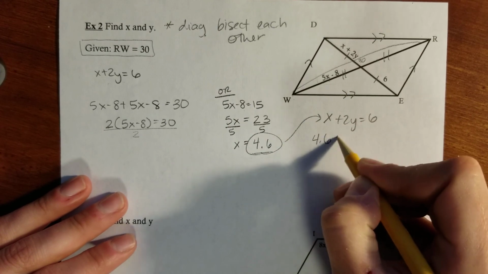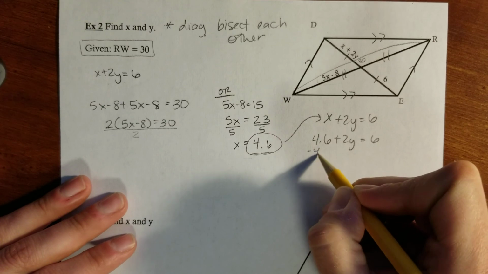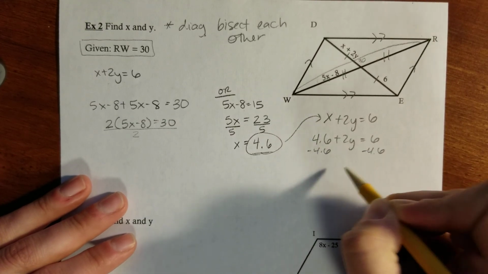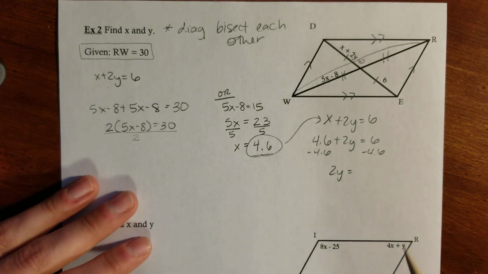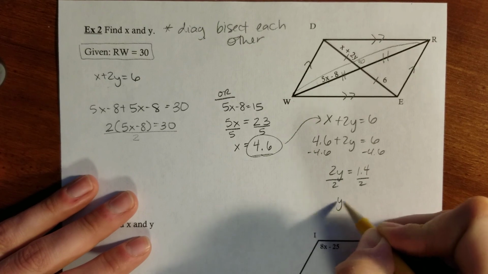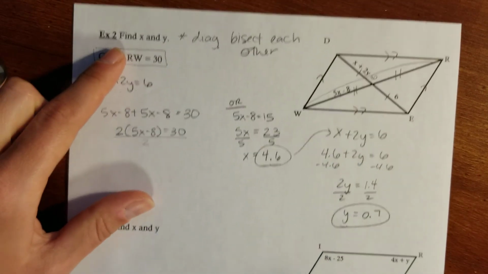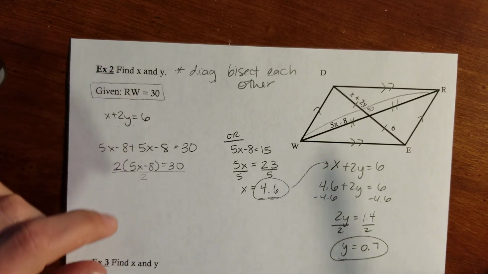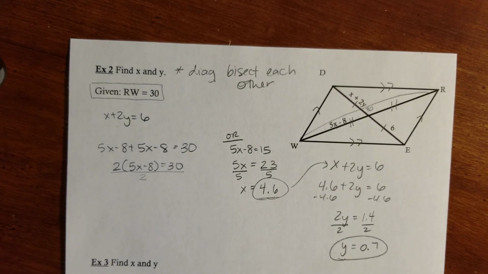So 4.6 plus 2y equals 6. So I'm going to subtract 4.6 from both sides. I get 1.4, and divide both sides by 2, 0.7. All right, so we wanted to find x and y. We did that. So x was 4.6 and y was 0.7.